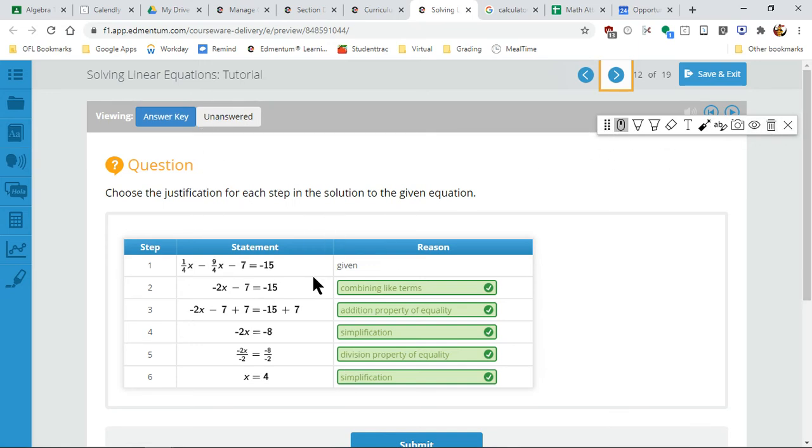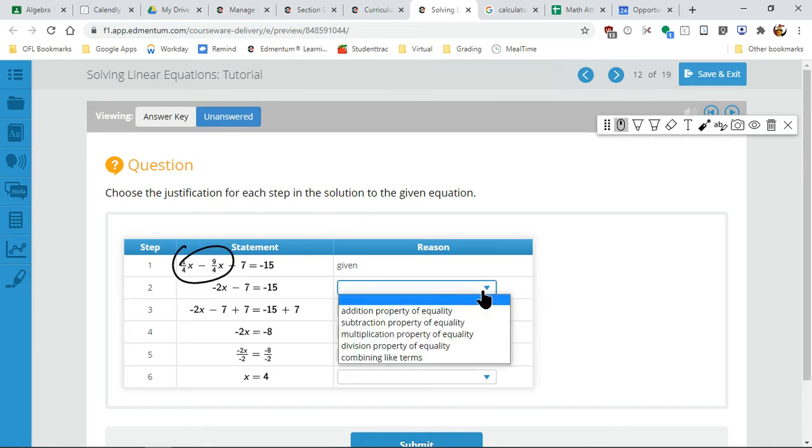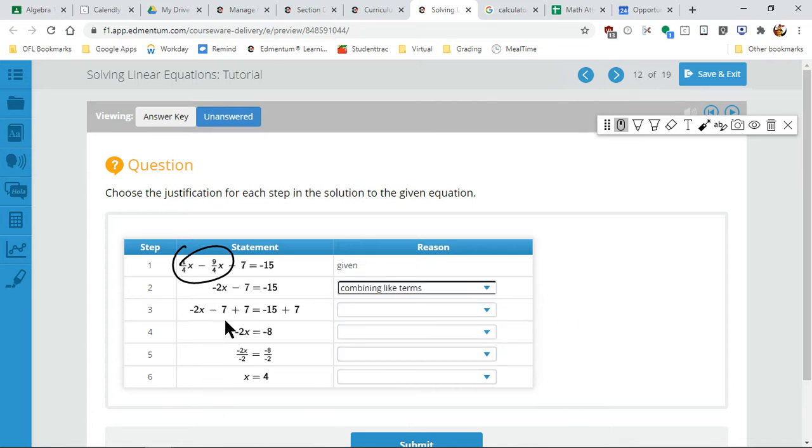So unfortunately, they put all the answers in here, but our idea is always to combine like terms. So that's what they're doing here. We're going to combine these like terms. And then here, what we want to do is get rid of this 7 now, so we can eventually get this x by itself.